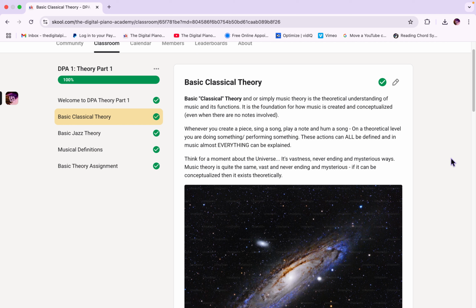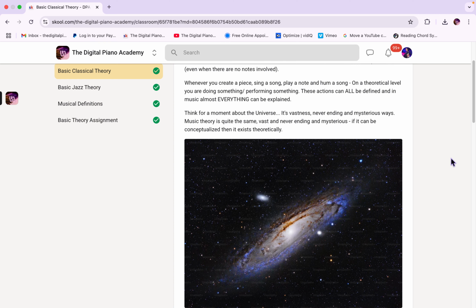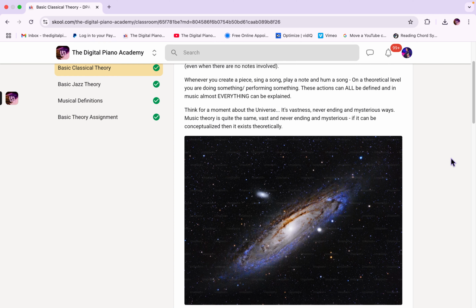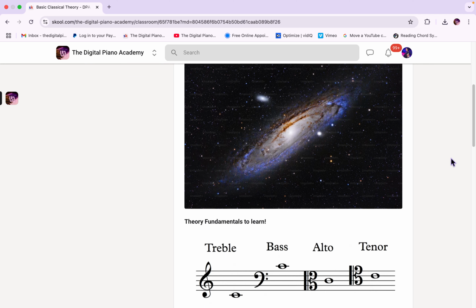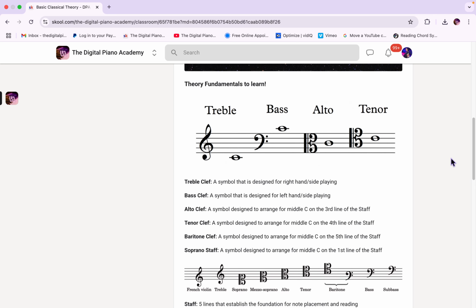Think about it for a moment, the universe. It's vast, it's never ending, it's mysterious. Music theory is quite often the same. It's vast, it's never ending, and it's very mysterious. If it can be conceptualized, then it exists theoretically. So let's get into some of the theory fundamentals to learn, which would include bass, treble, alto, and tenor.